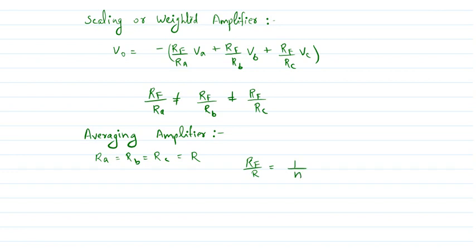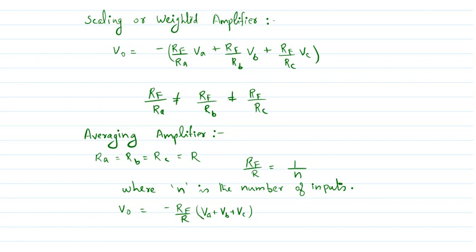So we can say N is the number of inputs given to the inverting terminal. So we can write the above equation like this: V0 equal to minus RF by R, which has the value 1 by N, times (VA plus VB plus VC). This is the general equation.